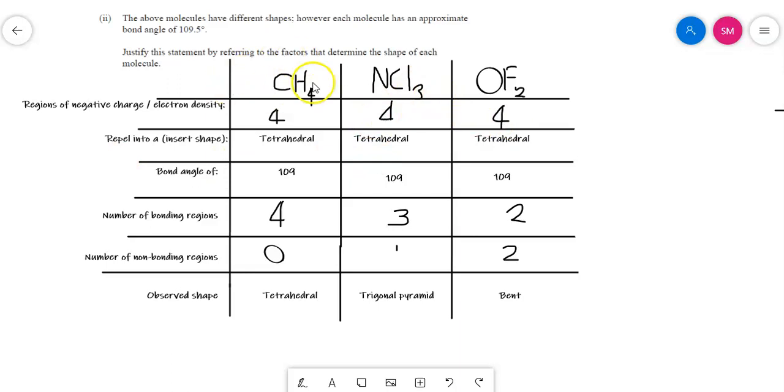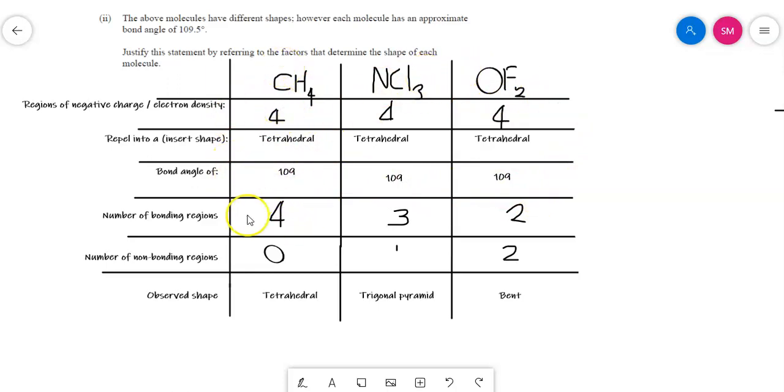So we would start by saying that each molecule has 4 regions of negative charge which repel for maximum separation into a tetrahedral shape. The bond angle of these negative regions is 109 degrees. So that would be one paragraph because they're all the same for each of the 3 molecules. And then we need to differentiate between the 3 molecules.